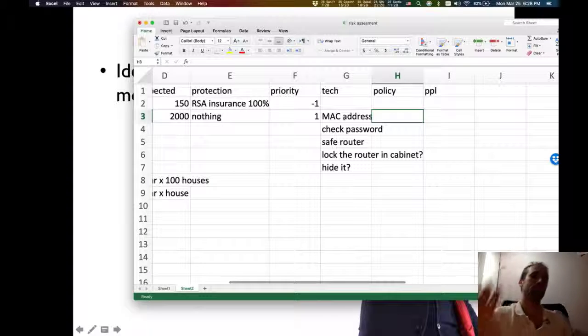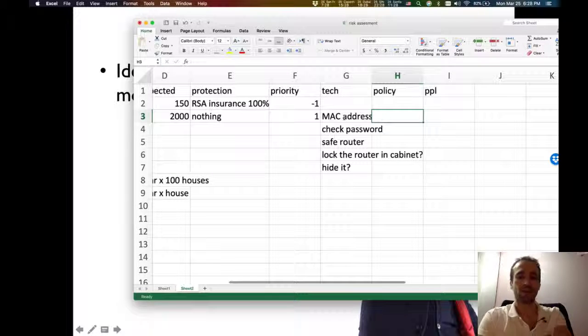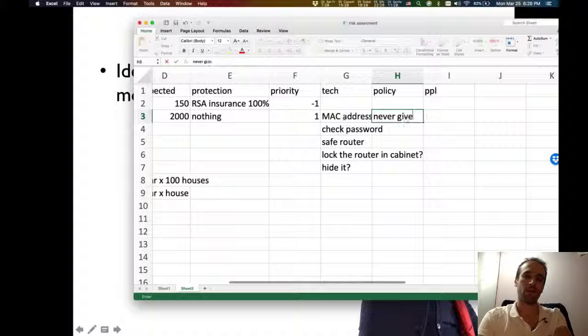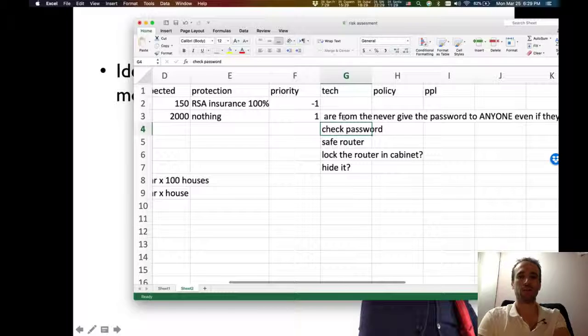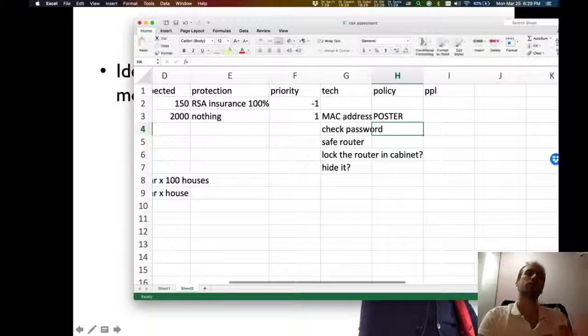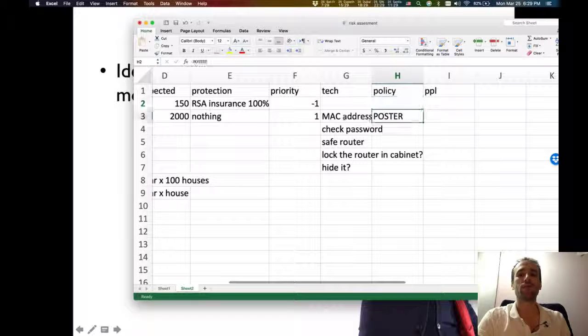So you could put a poster in your house saying, never give the password to anyone, even if they say they are from the company. Yes. It could be a policy, so you could write a poster and put it in the house. So that could be a good policy. You could make some rules, right? That's great. But we said this is not enough.